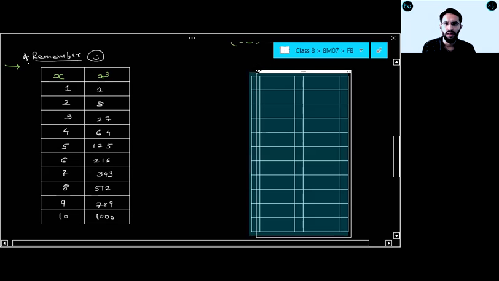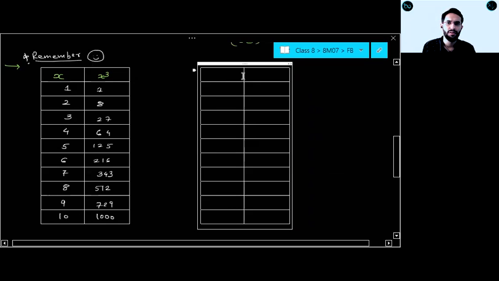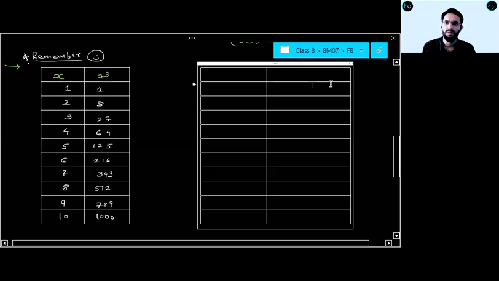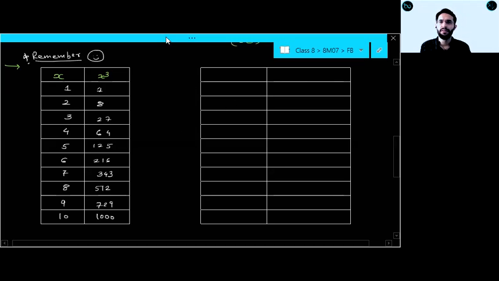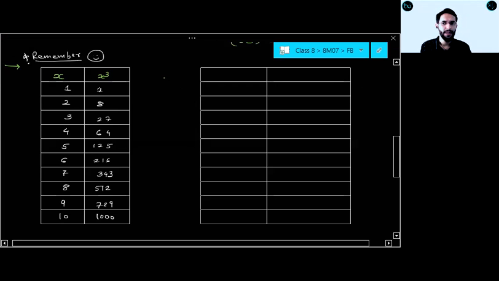Now let us observe the unit digit of 64. Unit digit of x. Unit digit of x cube.